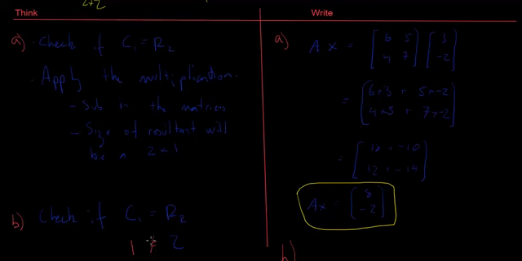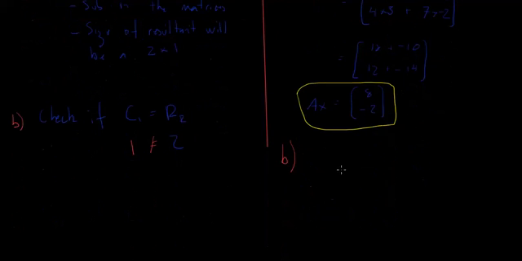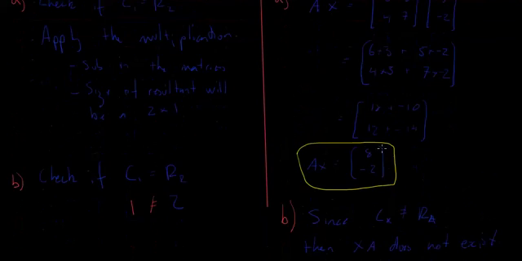And 1 does not equal 2. So since columns of 1 does not equal rows of 2, or you could even write columns of X does not equal rows of A, then XA does not exist. There's our answer. We'll look at one more example, and I'll find some free space to do that on.